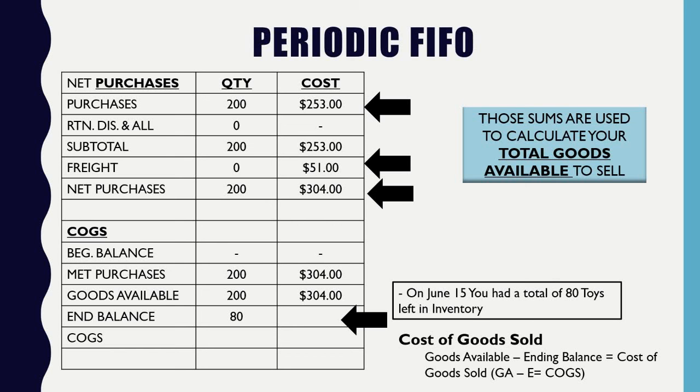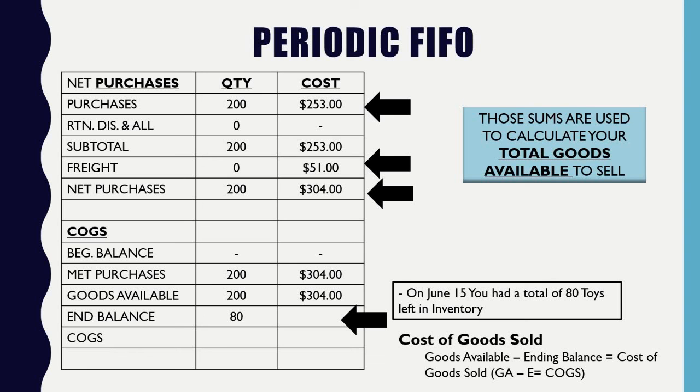And then so on and so forth for the previous one. For the cost, again, I had 0 cost, and therefore my total cost of net purchases was $304, and now that means out of the inventory I have available, $304 to sell.